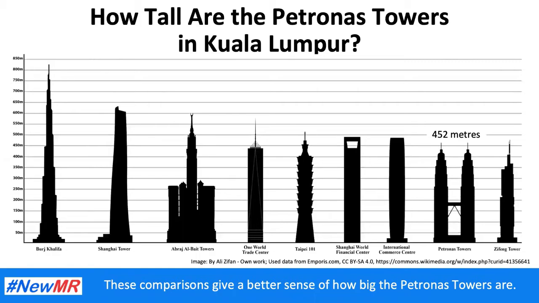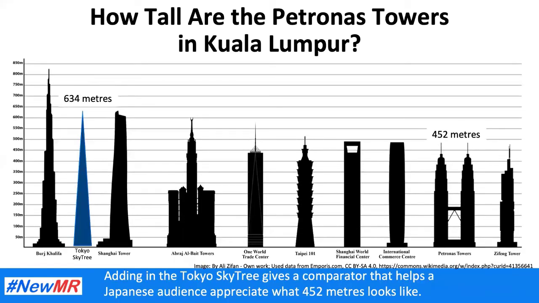Now, you need to get the right context. So maybe I'm presenting in Japan, and I look at all of these buildings, and none of these buildings are in Japan, so I haven't quite got the context I want. So I can then add to this diagram by Ali Zifan the height of the Tokyo Skytree. And again, that makes it more relevant. If I was in London, I might add the Shard. If I was in France, I might add the Eiffel Tower, so that there was a local reference point, which really brought it home to people how big something was and so on.